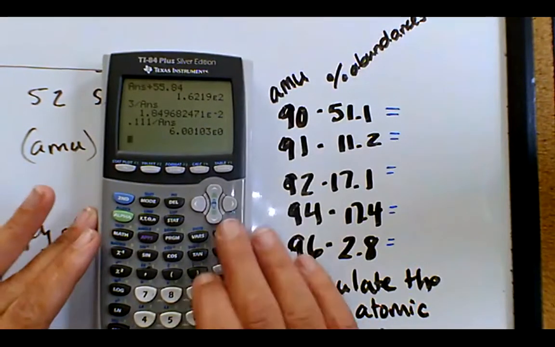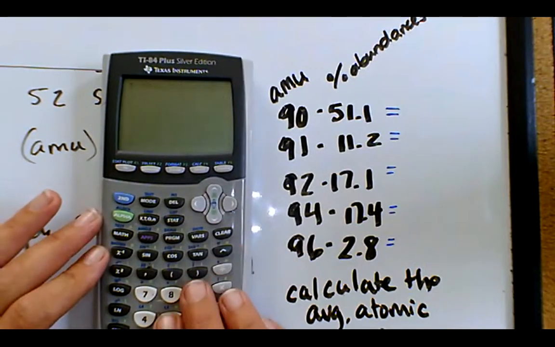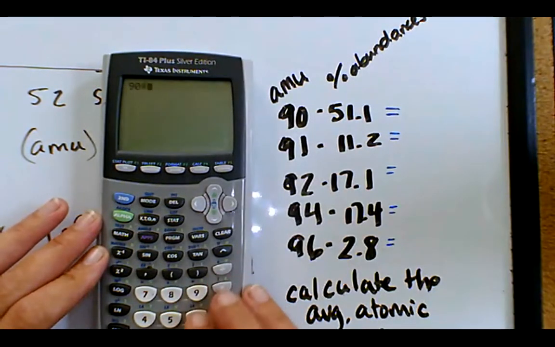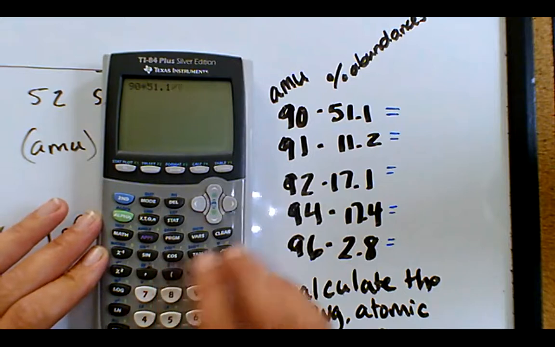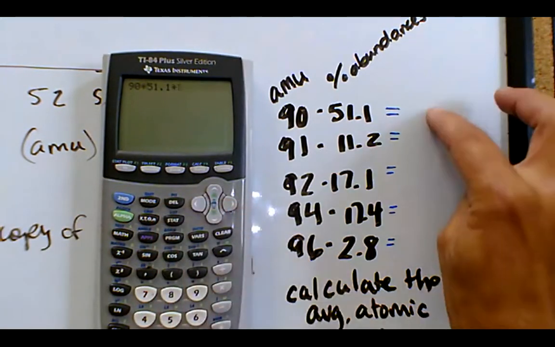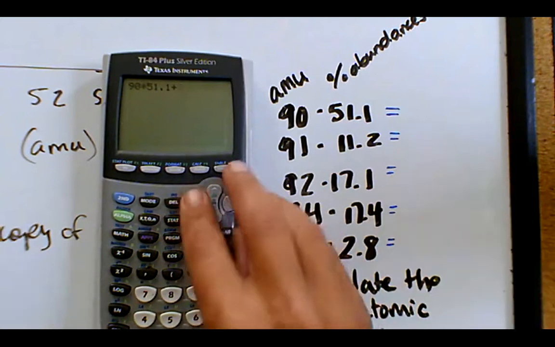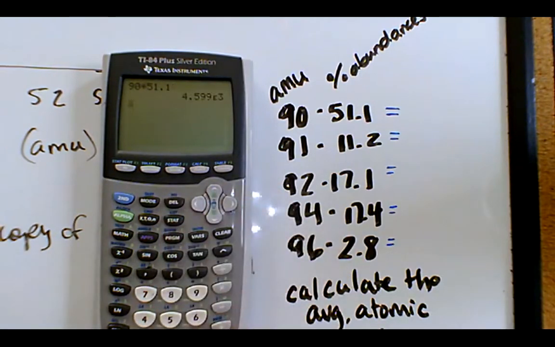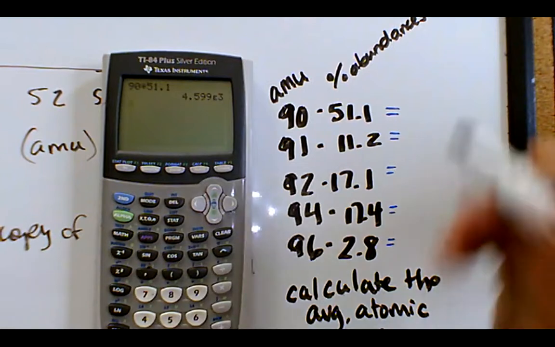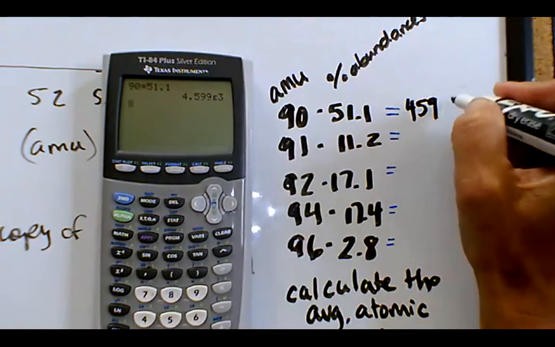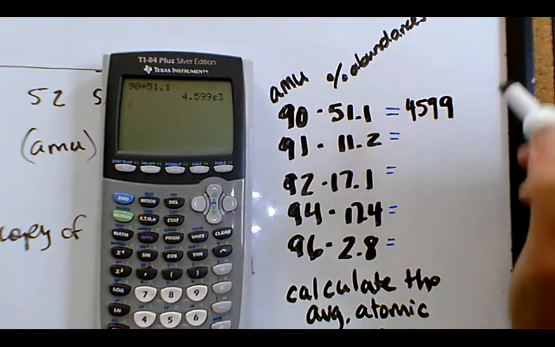So I'm going to clear this. I'm going to do 90 times 51.1 divided by, no. I'm going to add that to it. Plus I'm going to add all these up together. Actually, let's just go like this. Delete, equals 4599.